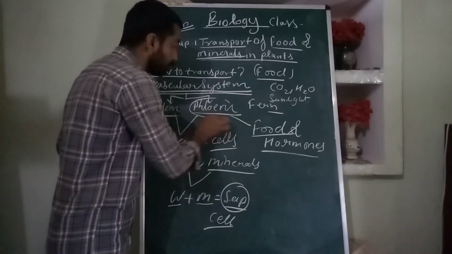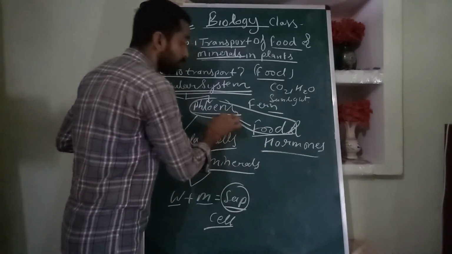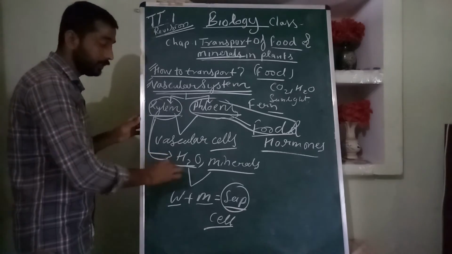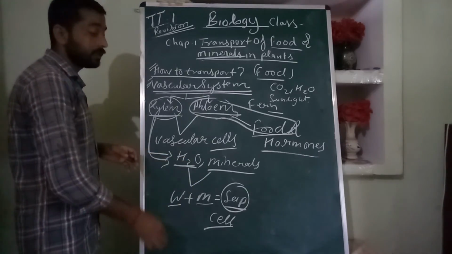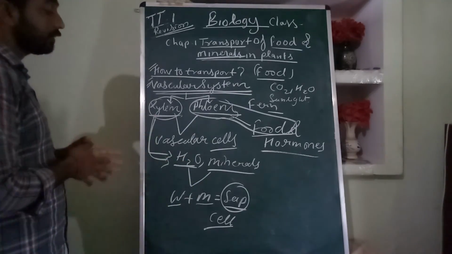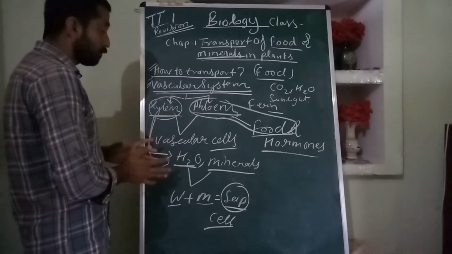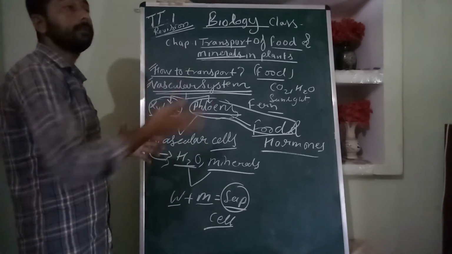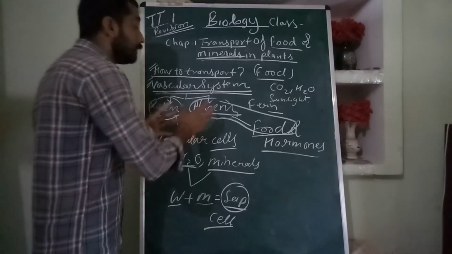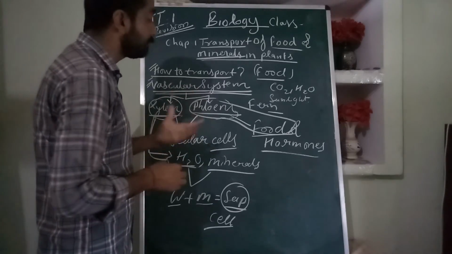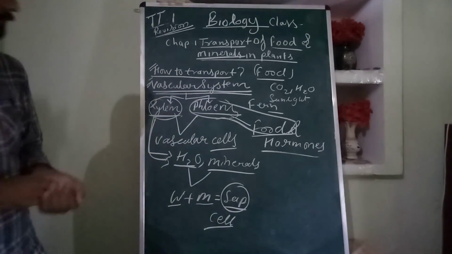So the main function of phloem is to transport food, and the main function of xylem is to transport water and minerals. We can say that the raw material from the soil through roots is transported by the xylem to the leaves, and food, that means the sites where the food is prepared, the leaves. Okay, students.